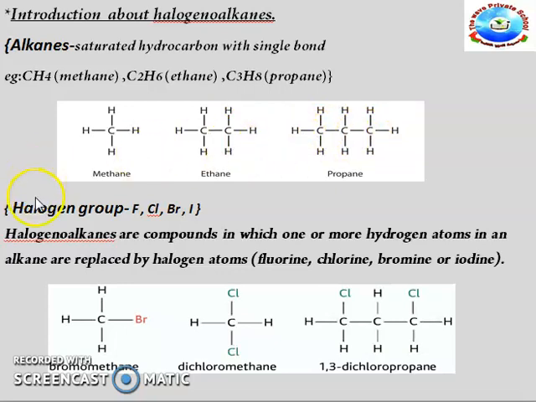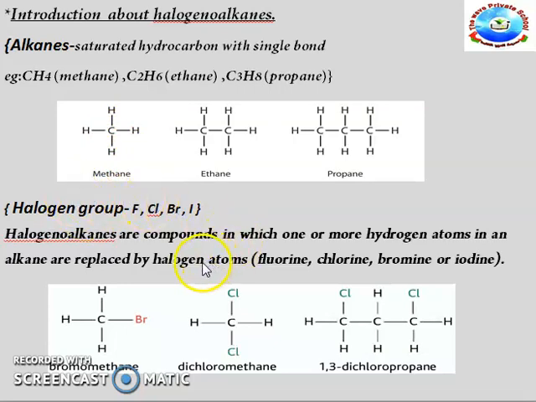And you can see the atoms or elements present in the halogen group. They are fluorine, chlorine, bromine, and iodine. So these are the halogen group and these are the structures of alkanes. So let us proceed with halogenoalkane. The name itself tells us that halogenoalkanes are compounds in which one or more hydrogen atoms in an alkane are replaced by halogen atoms. So these are the alkanes. For a halogenoalkane compound, one or more hydrogen atoms are replaced by a halogen group.